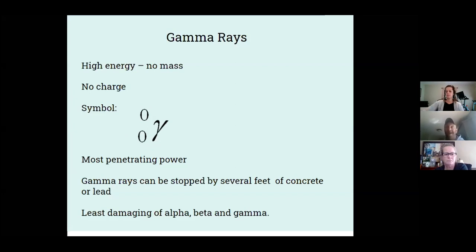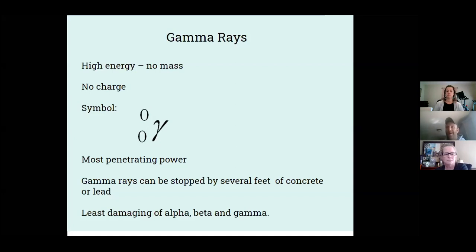So as it comes to penetrating power, gamma rays can actually go through several feet of concrete or lead before they're stopped. So does that mean it can get through your skin? Yeah. Can it get into your organs? Yeah. Do you have to worry about this? Actually, not really, because luckily here on Earth, gamma radiation cannot penetrate Earth's magnetosphere.